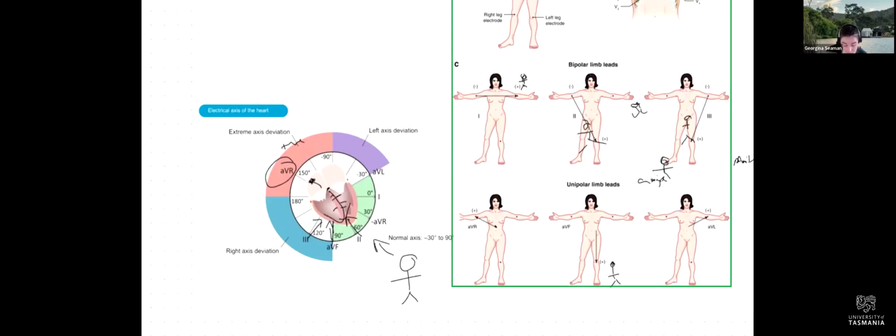If we see a positive waveform in AVR, what is our first thought? Maybe I've got my leads on back to front. Have you done that before? I certainly have at 3 o'clock in the morning when it's dimly lit and I'm tired.